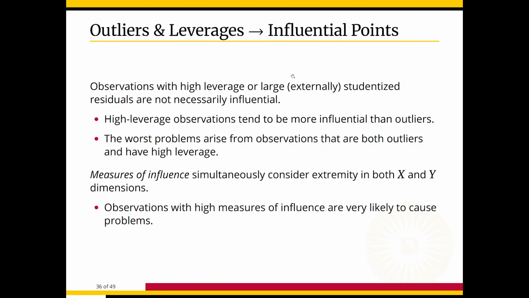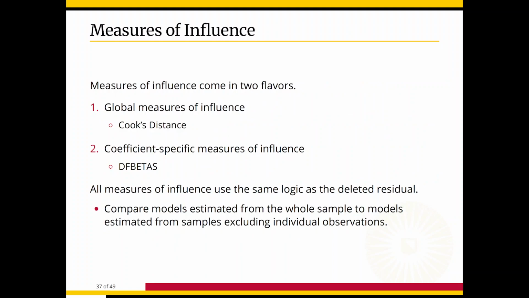But we would now want to look at these influence measures that combine the two ideas into one nice little check. And there are two flavors of influence measures: measures of global influence and coefficient-specific measures of influence. The measures of global influence are things like Cook's distance and DFFITS, and the idea here is we want to see how much this one case, we're always looking at one observation at a time, affects the overall fit of the model. Like how much is it moving the whole regression line, the whole best fit line?